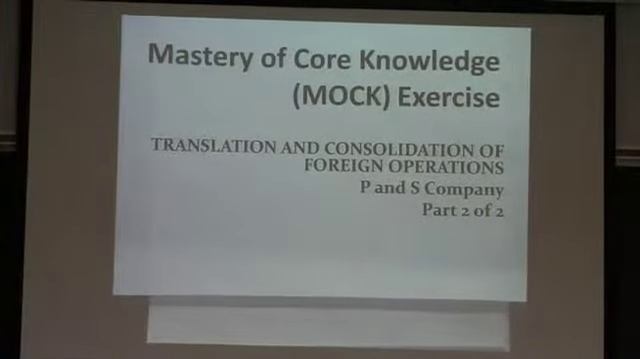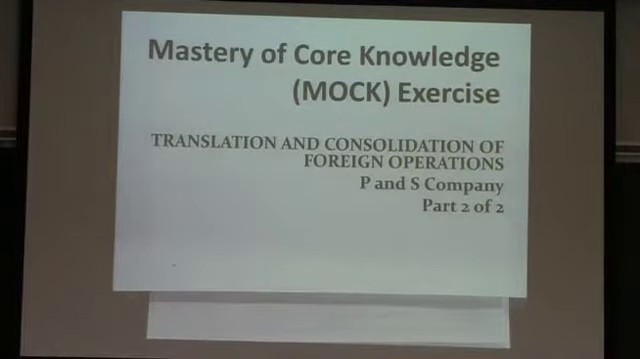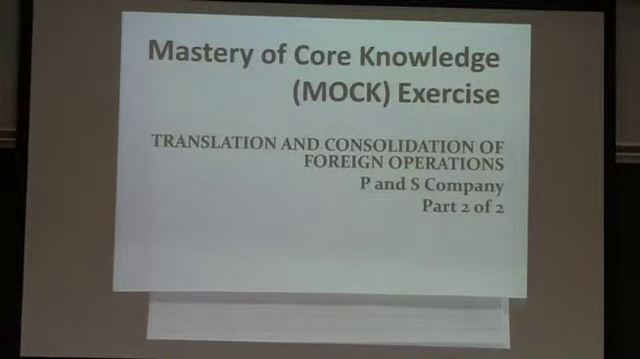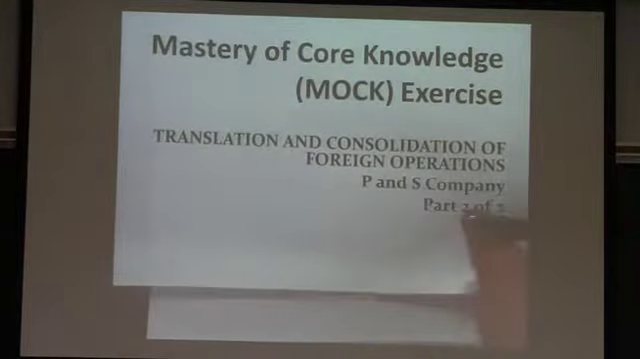Okay, welcome back. For this mock exercise, we're going to take a look at P&S company, but this time we're going to actually do the question from the perspective of what if the functional currency happens to be the foreign currency unit. So let's take a look at some technical material.